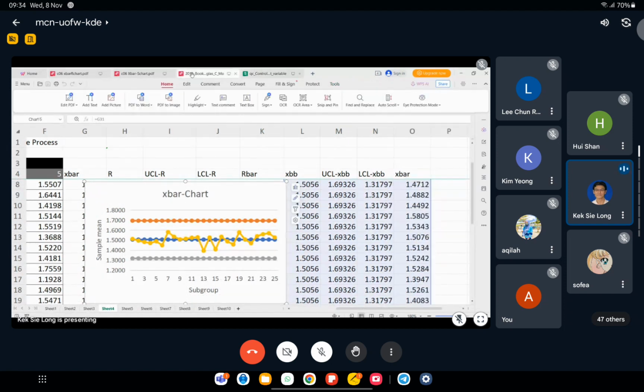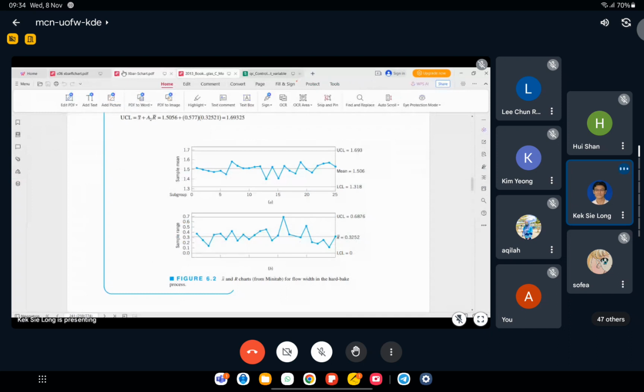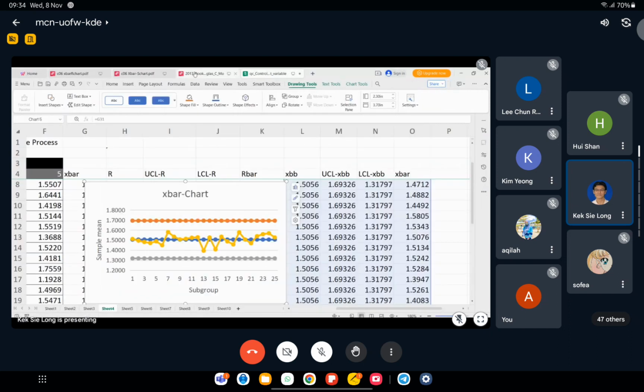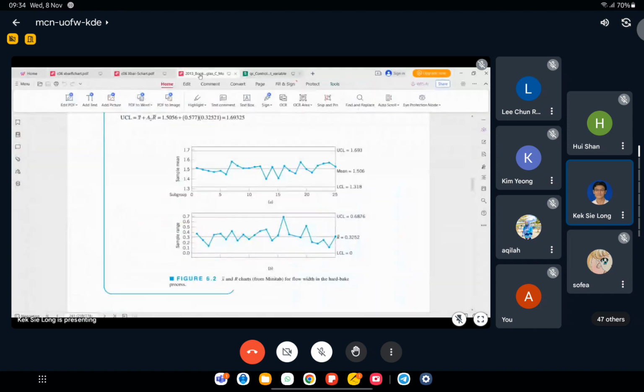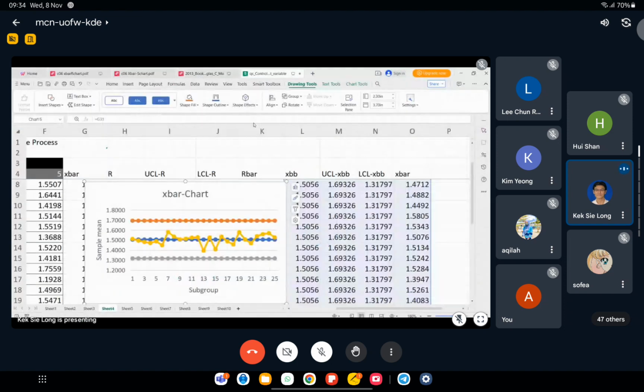Okay, so compare with the table, compare to the chart in the ebook, we should get the same. Yeah, you can double check. This control chart should be the same as what we have plotted. So this is the X bar chart. So you get the idea how to plot the R chart and X bar chart. Actually, to plot the control chart is not difficult, very simple.